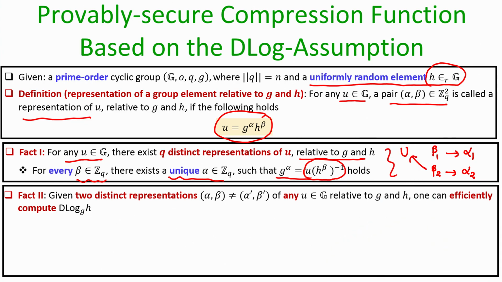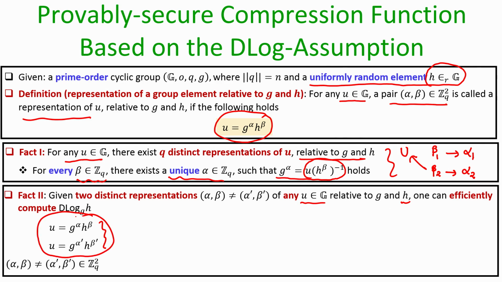The second fact is that if you are given two distinct representations for the same element u, then you can extract out the discrete log of the random element h to the base g. Why? Imagine you are given two distinct representations of the same element u, say (alpha, beta) is one of the representations and (alpha dash, beta dash) is another, both representing the same element u relative to g and h. That means these two equations hold, and since they are distinct, pairwise (alpha, beta) is different from (alpha dash, beta dash).